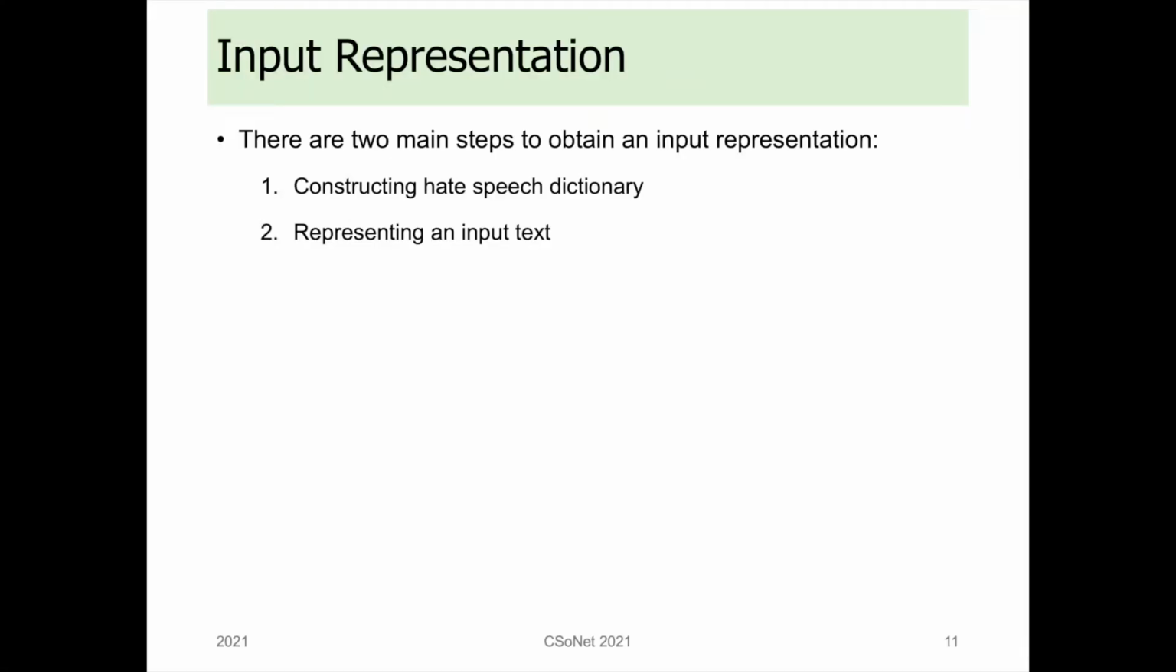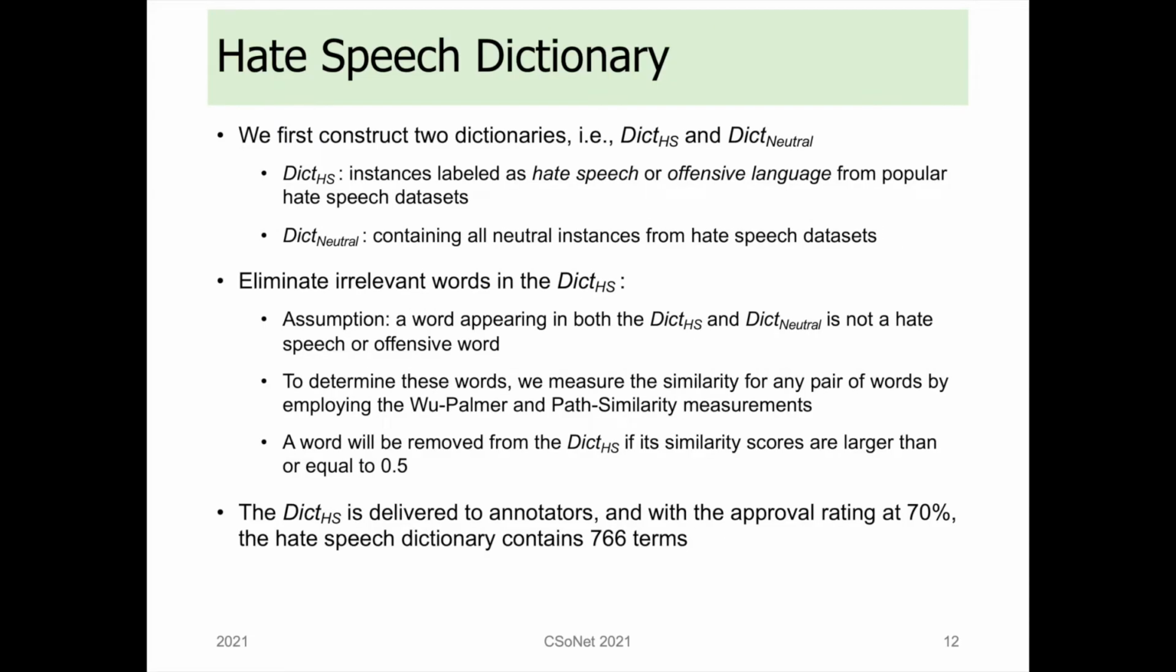There are two main steps in our study. The first step is performing hate speech dictionary construction, and the second one is representing an input text. In order to construct the hate speech dictionary, we perform the following procedure. We construct the hate speech dictionary containing instances labeled as hate speech or offensive language from popular datasets. We also construct a neutral dictionary to include the instances labeled as neutral.